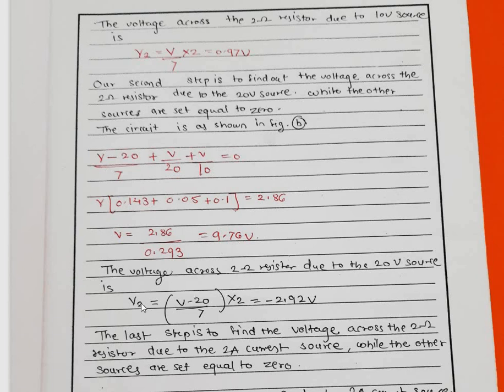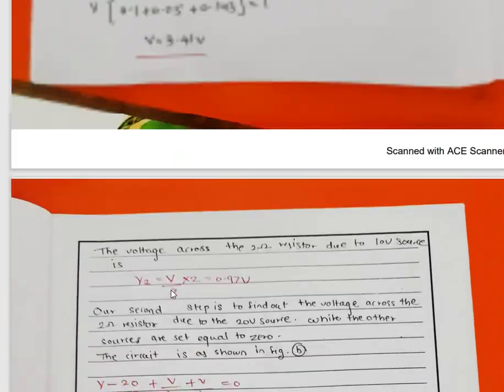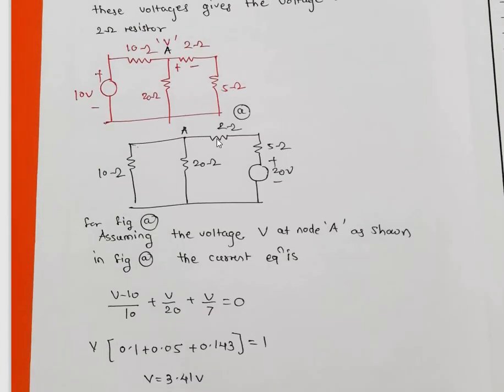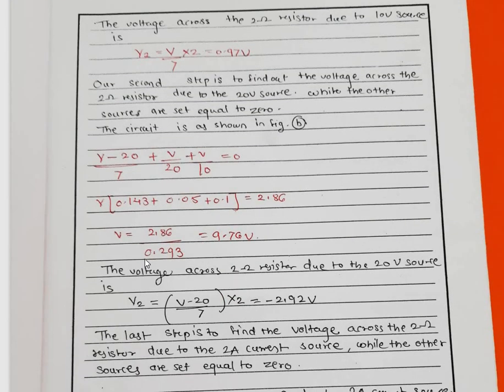Again we will apply the voltage division rule. The voltage across this 2 ohm will be equal to V minus 20 divided by 7, sorry, into this particular 2 ohm resistor. So V2 will be coming out to be minus 2.92.